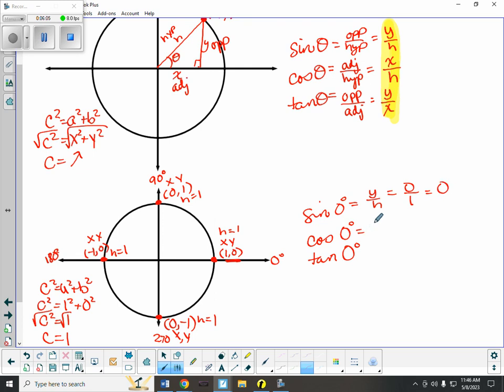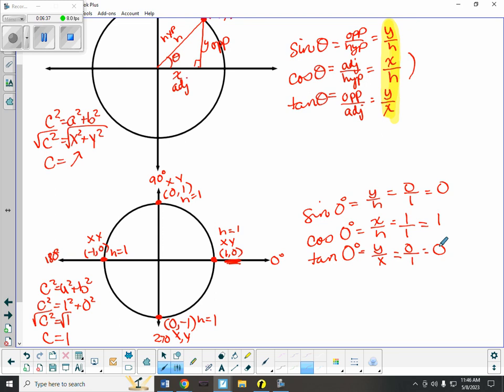Cosine is adjacent over hypotenuse, which is x over h. So looking up above right here, x over h. So your x value is 1. Your h value is 1 also. So cosine is 1. Tangent is y over x. So then put in your x and your y values. So y is 0, x is 1. So you get 0. So the tangent at 0 degrees is 0. So that's what you do for each of these.